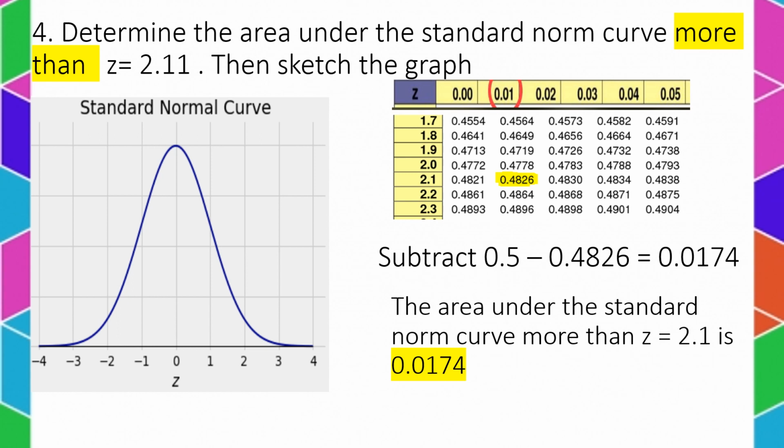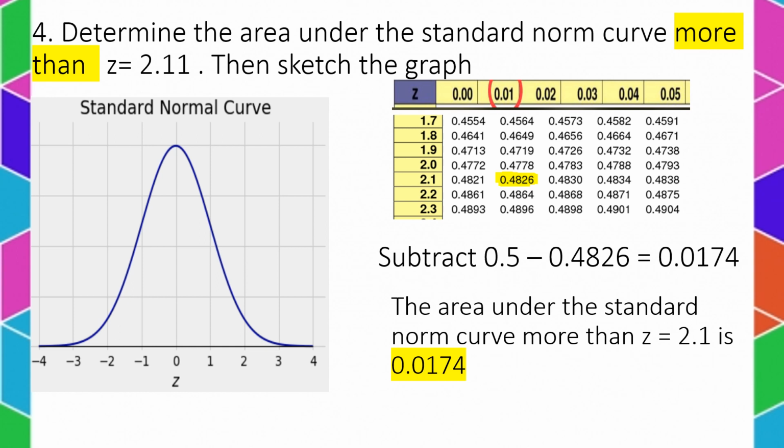Paano naman i-graph yung more than z equals 2.11? So, if you notice, the percentage of the area to be shaded should be only 1.74. No? 0.0174 in percent form is 1.74%. So, dapat maliit lang yung graph. No? So, that's why you need to subtract from 0.5, yung kalahati.